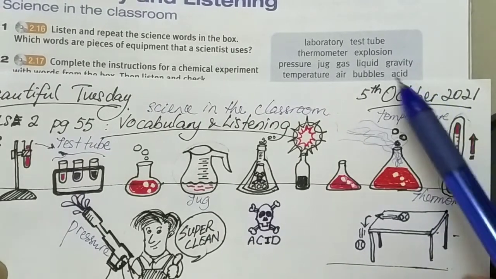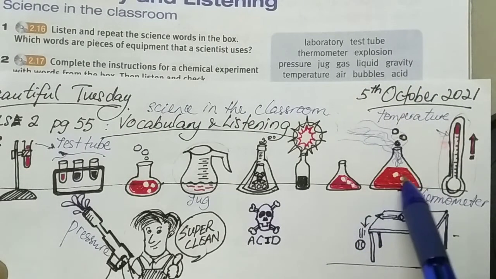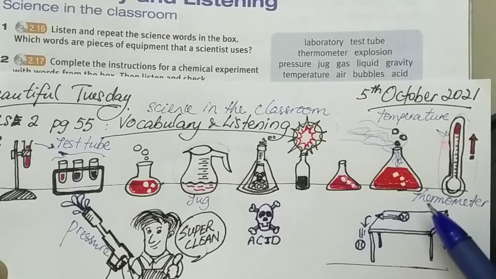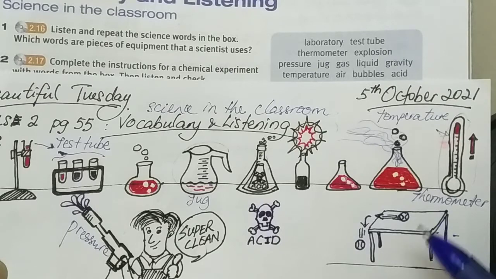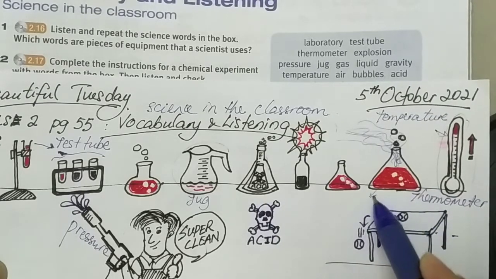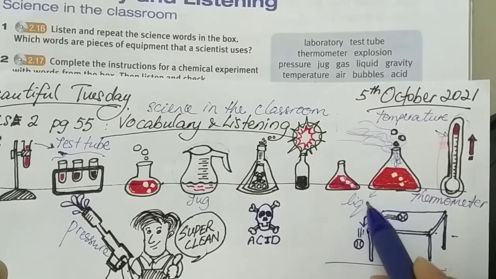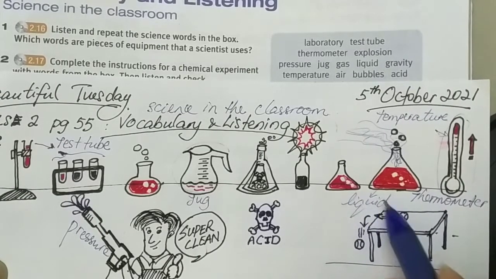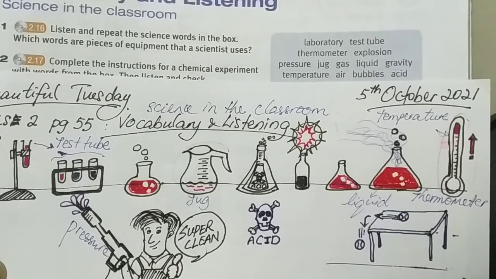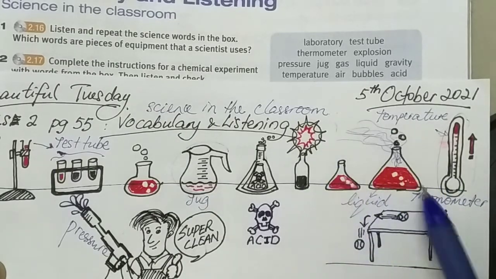Right, the next one will be liquid. As you can see, it can be water, it can be anything which can be spilled out and which can drip. So this is a kind of liquid. But what kind of liquid is that? No idea actually. Alright, this is just a drawing.